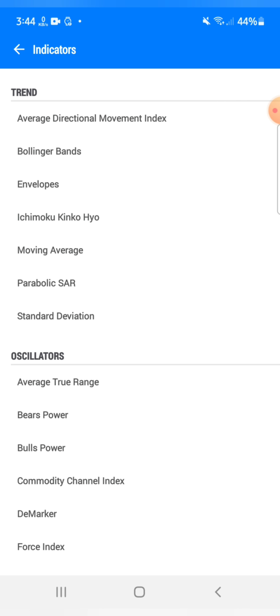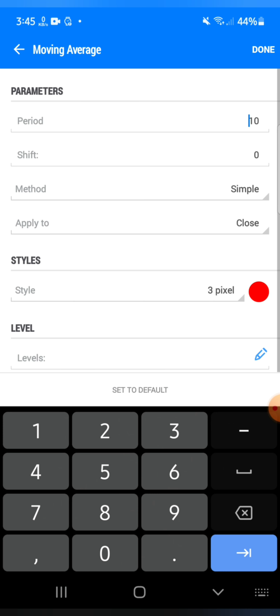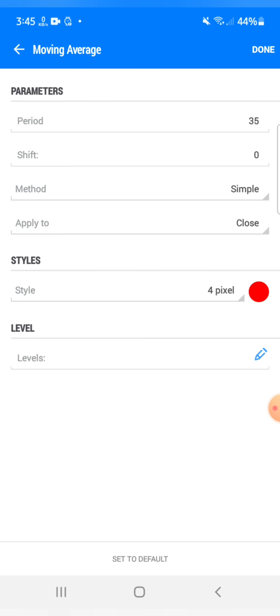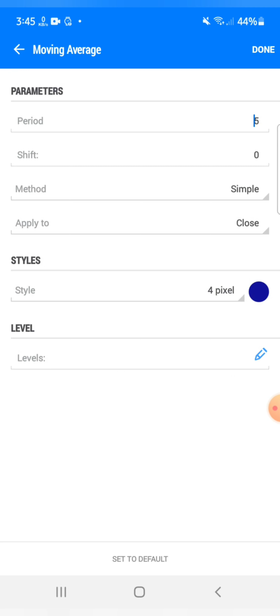But as for me, I always like to use moving averages because it's the most efficient to me based on my experience so far. And you guys already know my previous settings. It's actually still the same. Let me just quickly do it again so everyone can see: 35, and this one should be the red color. Shift equals 0, method applied to simple, applied to close, and you say done. You also do the same thing again, but this time the period is going to be 5 and the color should be blue, guys.